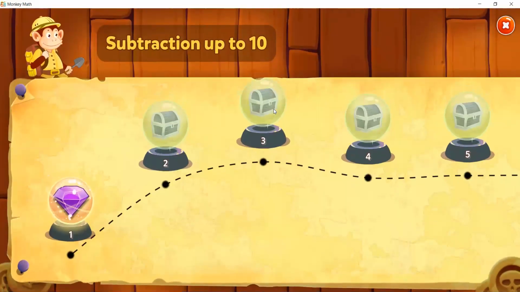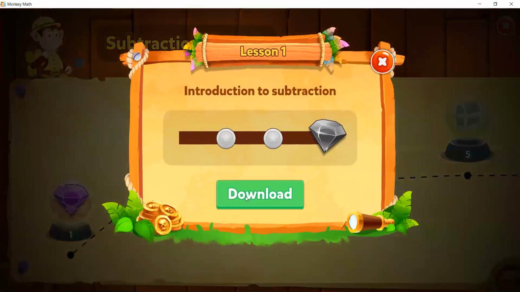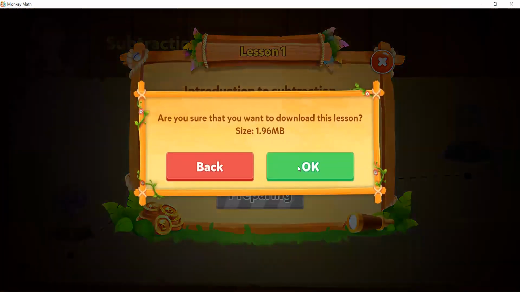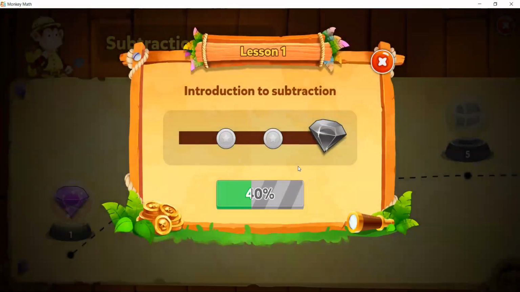Subtraction up to 10. Introduction to Subtraction.